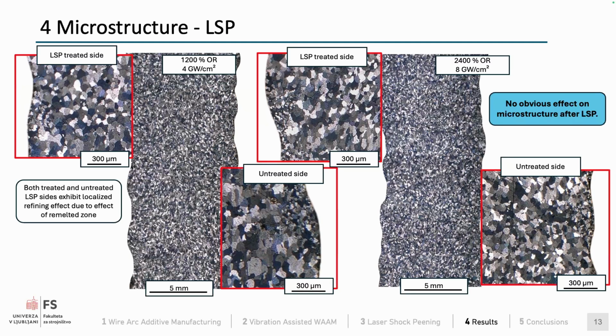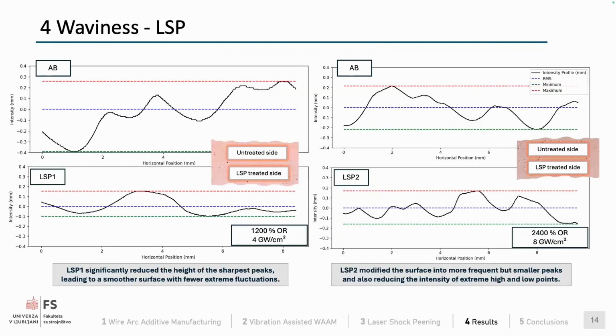But someone would say maybe this is due to LSP, but it's not, because in layer by layer deposition, we have this heat influence zone or pre-melted zone in which the crystallization rate is quite high and the temperature gradient is low. So this is why we get this characteristic finer grain area. So no obvious effect on microstructure after LSP was detected. So maybe a TEM analysis would be more in order to determine if there was indeed any effect.